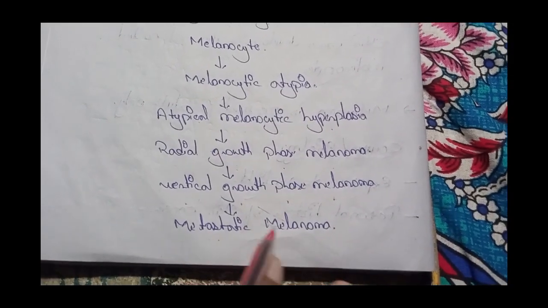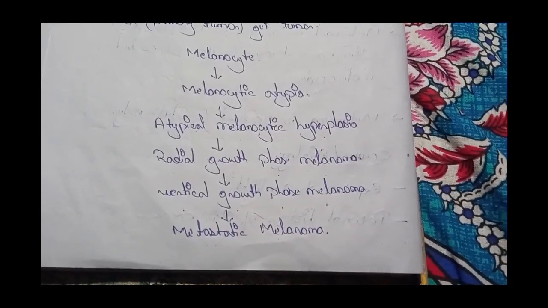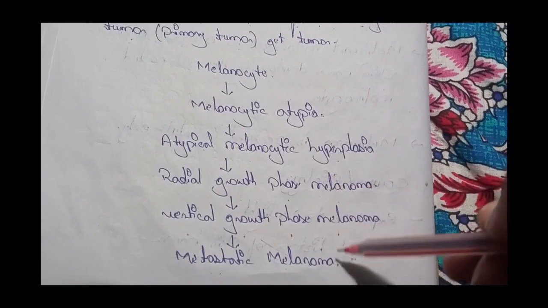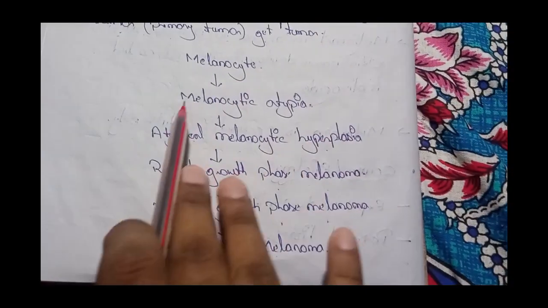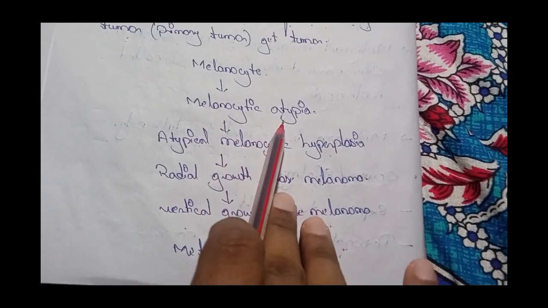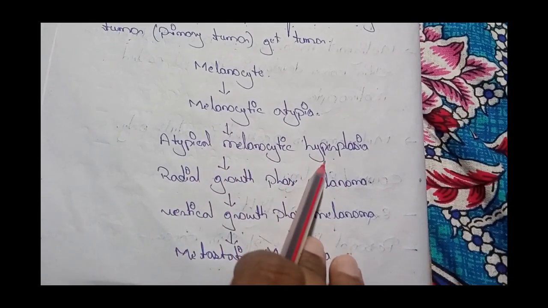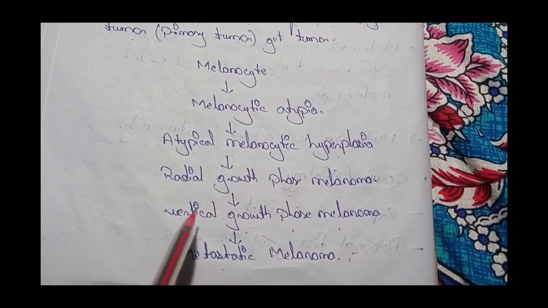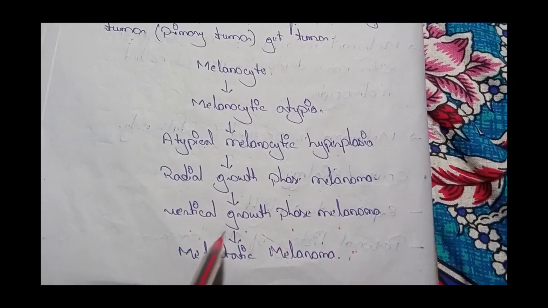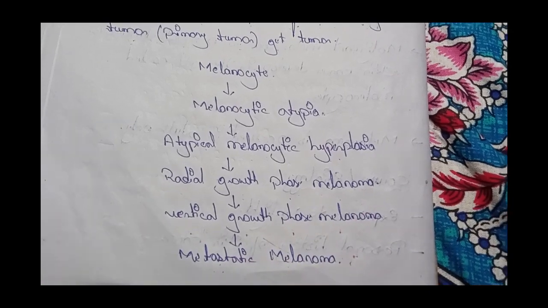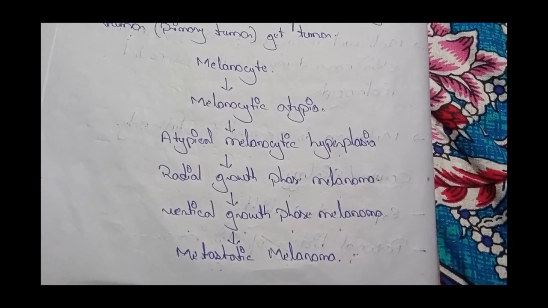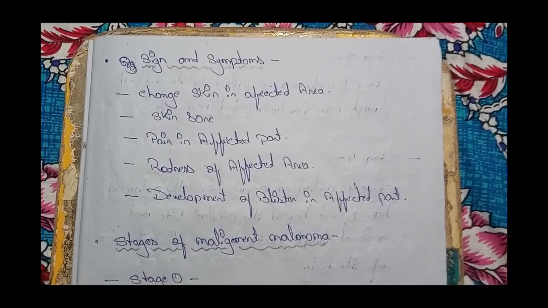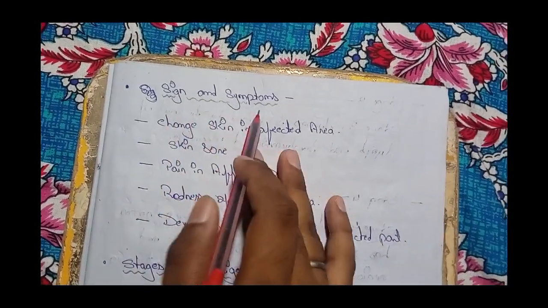Then metastatic melanoma. It is how the cells develop from the first stage until now: melanocytic atypia, atypical melanocytic hyperplasia, then radial growth phase melanoma, then vertical growth phase melanoma, then metastatic melanoma. It is like a chain structure, coming one by one, stage by stage. After that we will see the signs and symptoms.